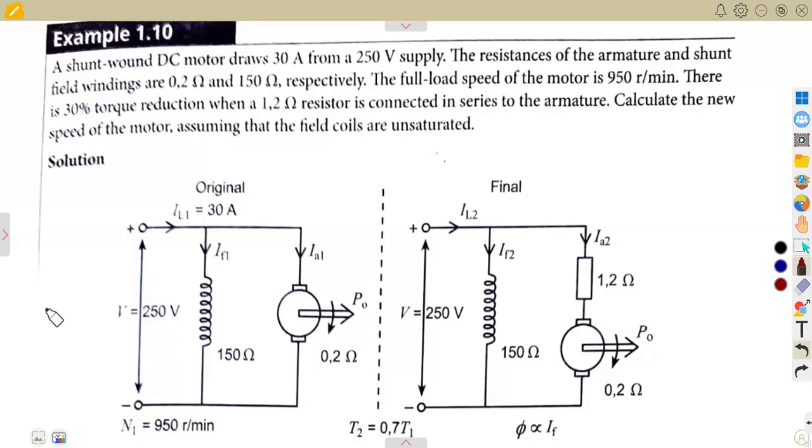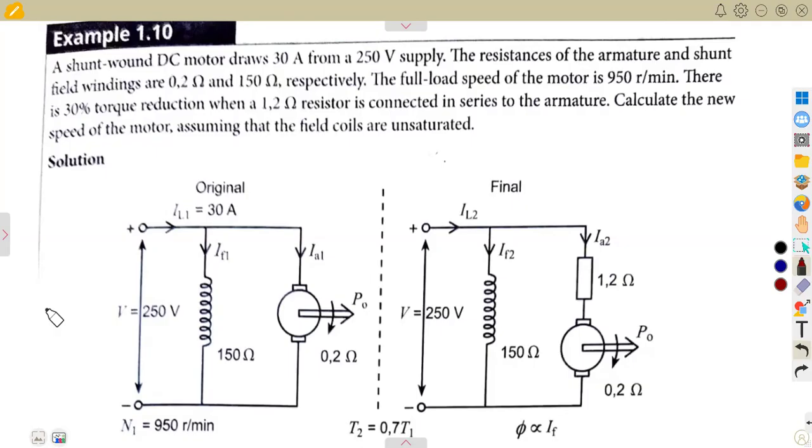Remember, there are two conditions that you need to understand. The first condition, which is the original, where we are assuming that at original conditions, the motor runs at a normal speed while producing 100% torque. That is at normal mode.